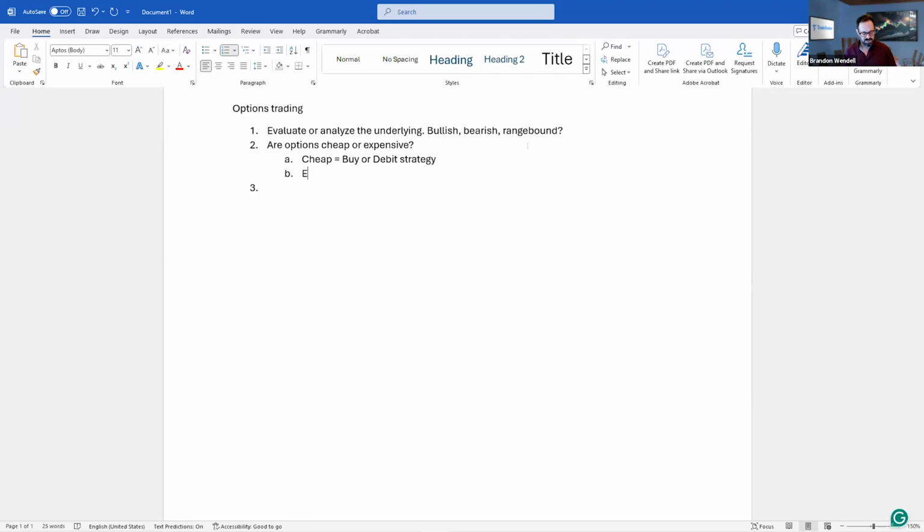And then number two, if options are expensive, well, then we may want to sell, right? Or credit strategies. Now, what determines if they're cheap or expensive? Well, that goes to the value of the option. You have a couple different ways of evaluating that. One is implied volatility. We're going to talk about how we can use those to identify which particular options we may want to choose. And another thing we can compare to is the market value versus the theoretical value.